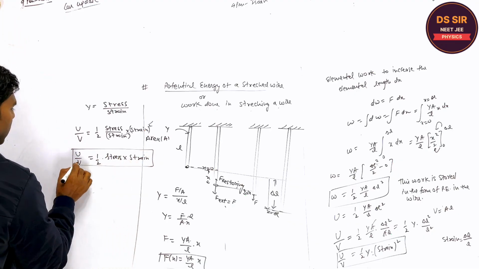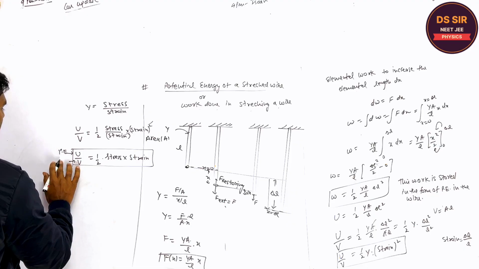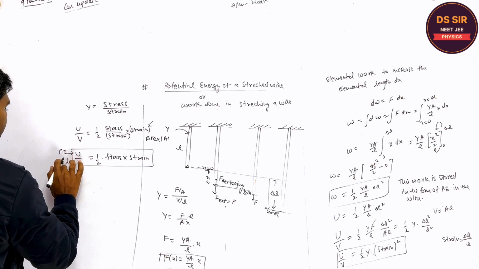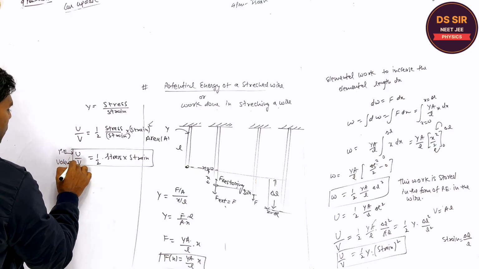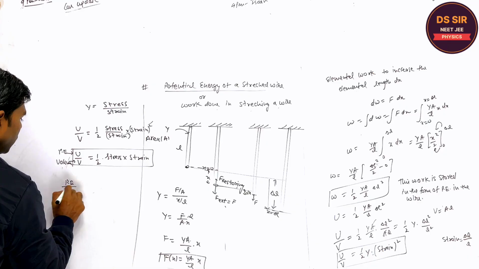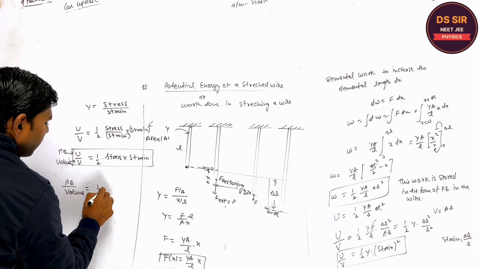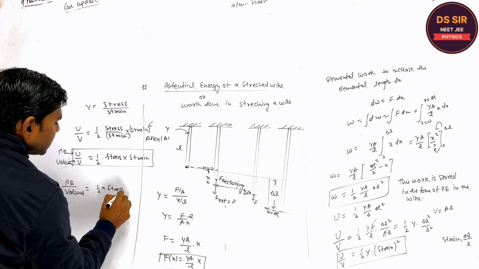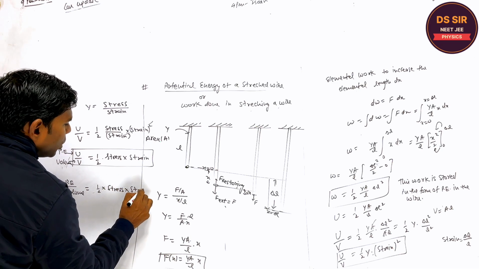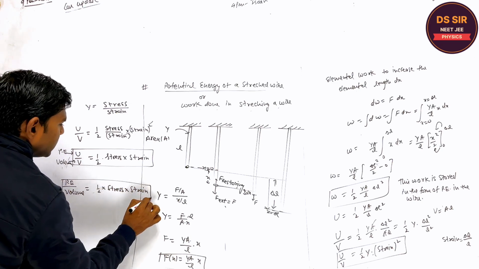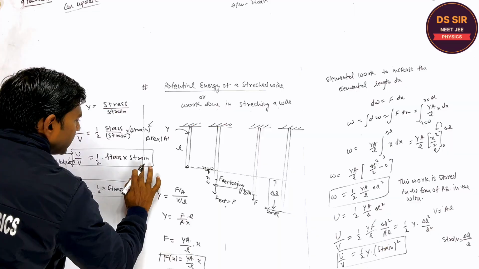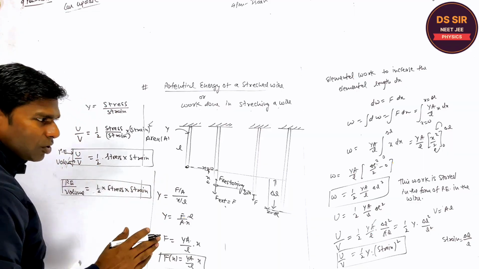This is the potential energy and this is the volume, right? Volume. So potential energy per unit volume of the stretched wire is 1 by 2 stress into strain. You will remember in this way. Is it clear or not, you tell? Right? Copy this.